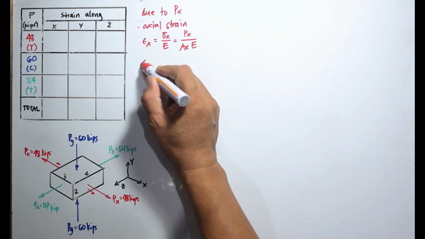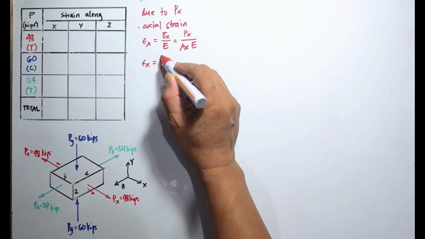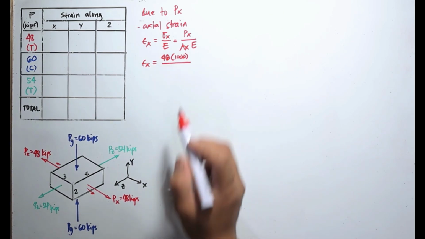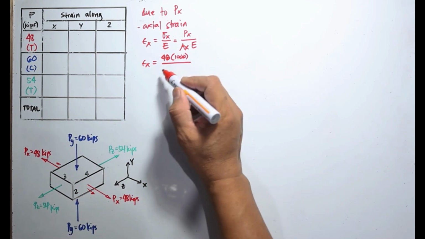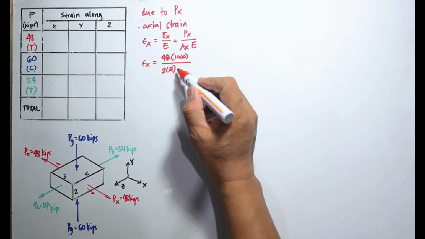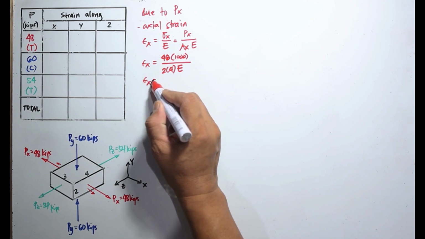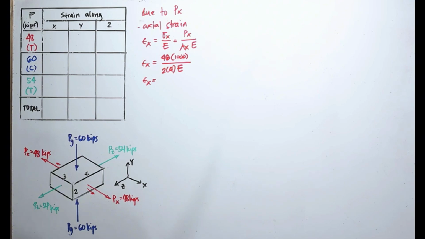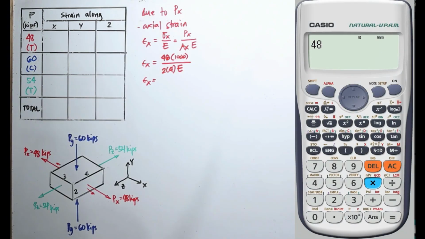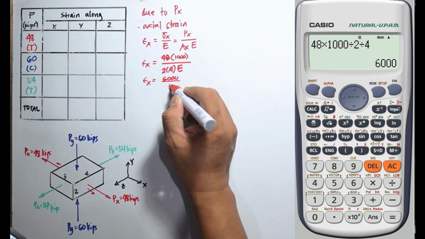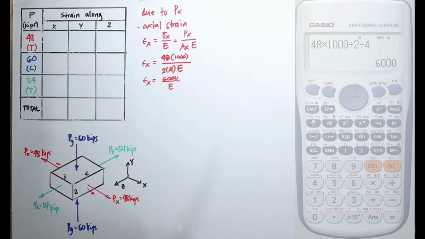So the force Px is equal to 48 kips. We will convert that to pounds, divided by the area, which is this one. That's 2 times 4 divided by E. We'll just skip E for now. So the axial strain along X is 48 times 1000 divided by 2 divided by 4 is 6000 over E. Okay? So that's the axial strain.